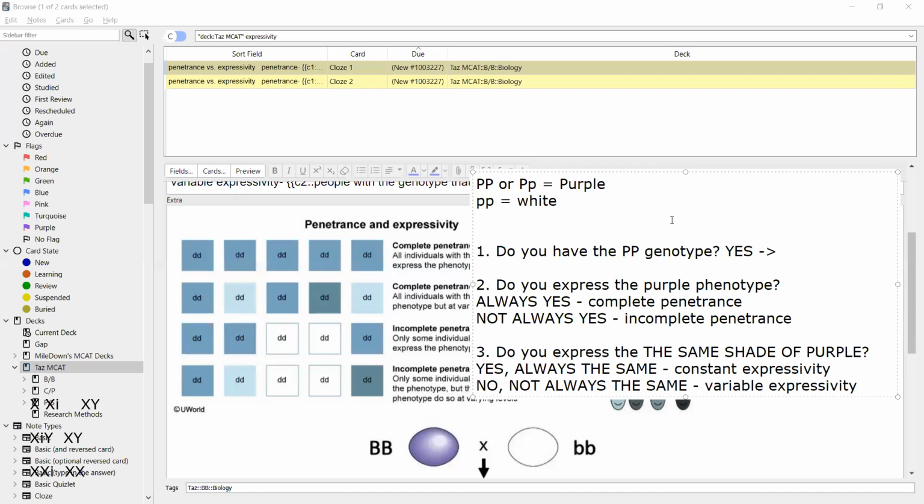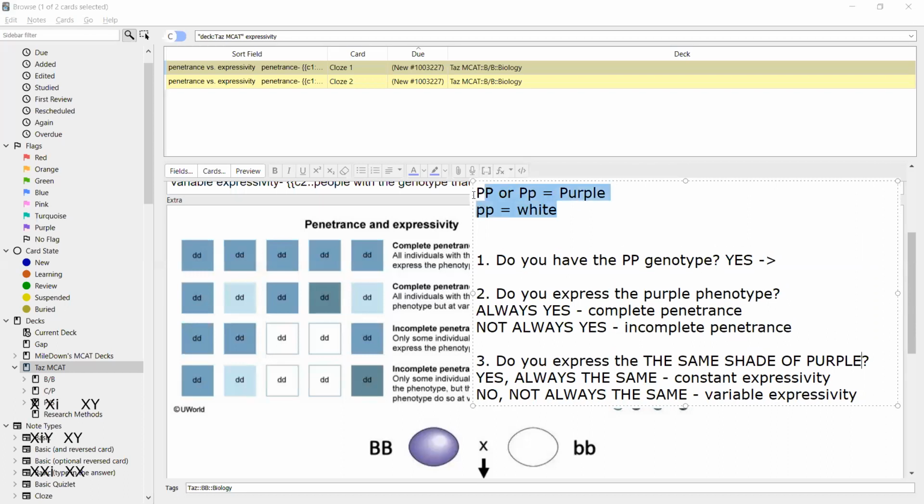Okay, does this make sense? Good? Thank you. Okay, good. All right, good question. I had to clarify that we were talking only about one genotype here.